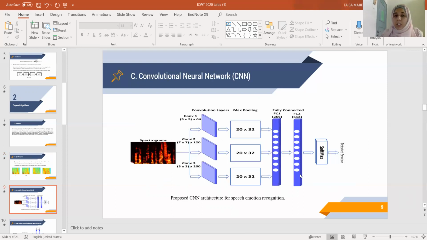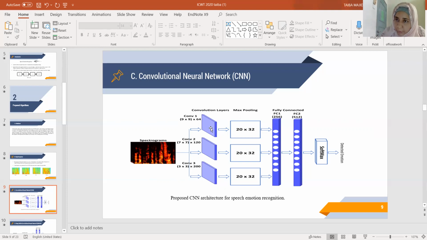Now the first architecture is the CNN, the convolutional neural network. The input of the architecture is the spectrogram, which is 256 by 256 pixels. The CNN architecture consists of convolution layers, pooling layers, fully connected layers, and a softmax unit. Firstly, the input is given to the convolution layers. Then the filtration is applied, which is adjusted when the training is done. Secondly, the activation function is also applied. Here we have applied the rectified linear unit.